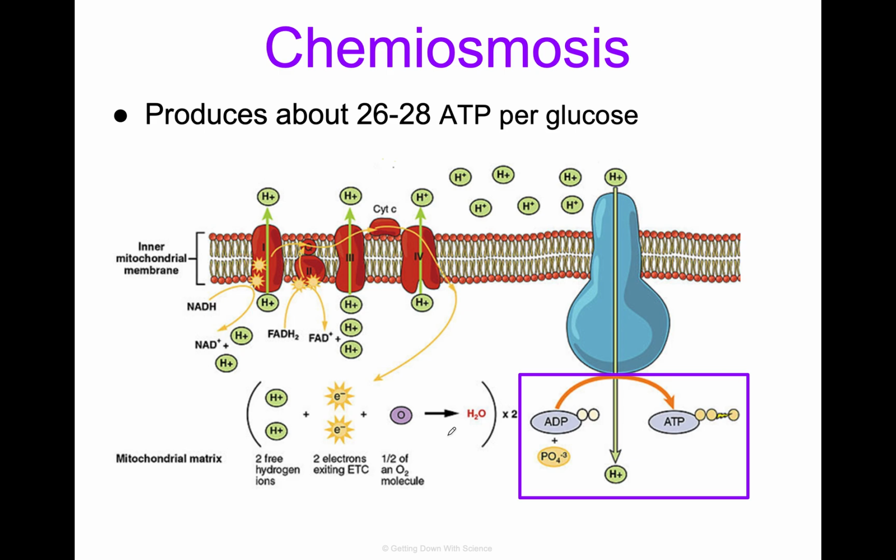So this is a huge process. This is your biggest energy producer in this entire concept of cellular respiration. It produces a ton of ATP, 26 to 28 ATP molecules per glucose. All up until this point, we've been working with like 2 or 4. This is a huge process. It produces a lot of energy.